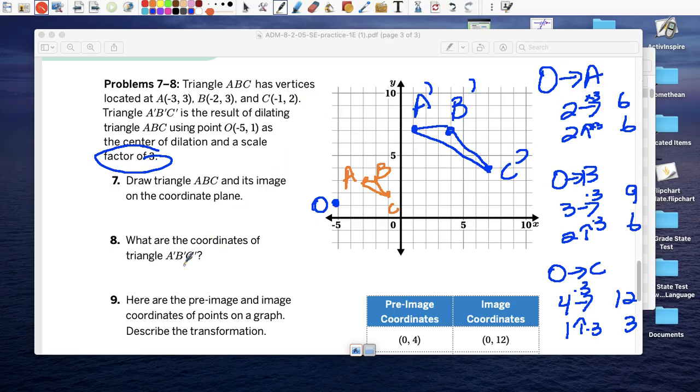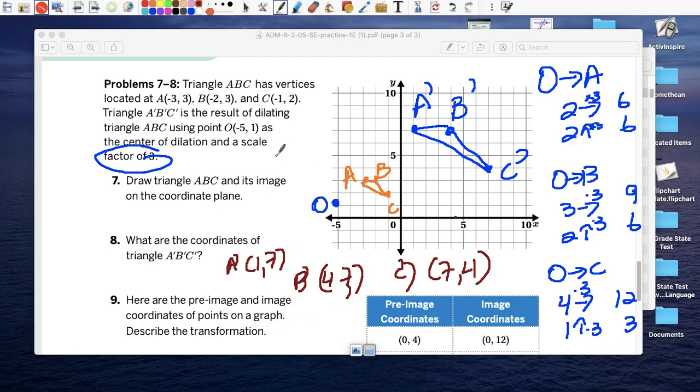What are the coordinates of triangle A prime B prime C prime? Well, let's see. Point A prime, where's A prime? A prime is 1 to the right, and 1, 2, 3, 4, 5, 6, 7 up. B prime is 4 to the right, and then 7 up. That makes sense. And then C prime is 7 to the right, and 4 up. So that's C prime. So those are the coordinates.